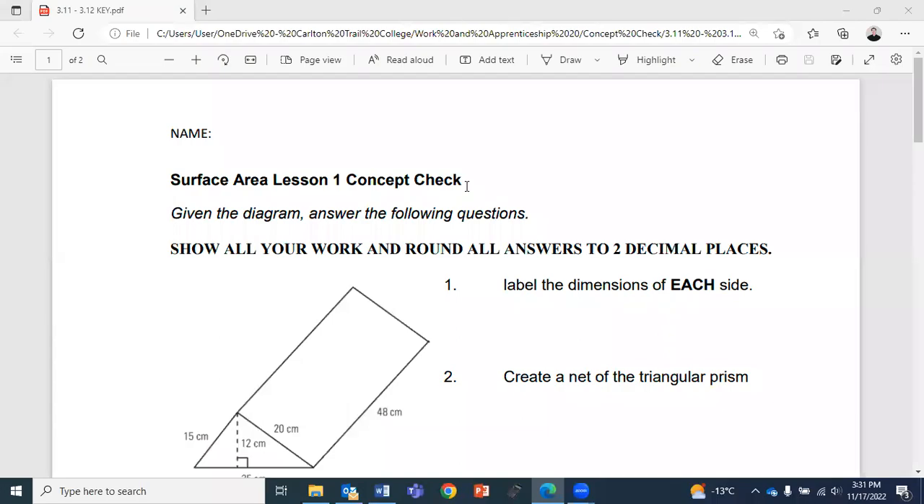So we are going to be completing concept 3.11 to 3.12. This is basically surface area of prisms. So this is the key. I'm going to swap to my red pen here.